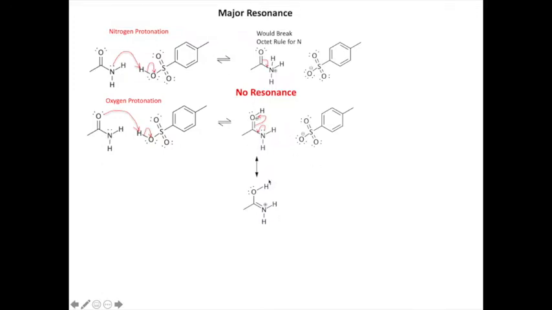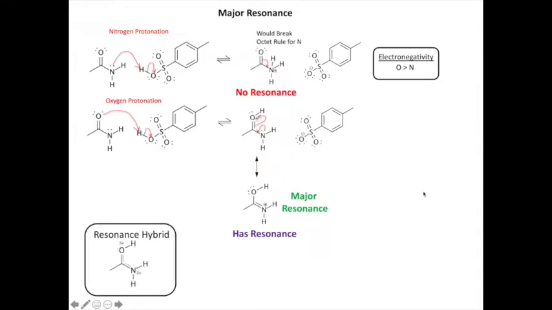And now between these two, what's the major resonance structure? It has resonance. And what's the major resonance structure? That's the major resonance structure. Why is that? The nitrogen has a positive charge and it's less electronegative. It can handle it better. The oxygen is more electronegative. It doesn't want a positive charge. And so the resonance hybrid might look like this: more positive charge on the nitrogen, less on the oxygen.